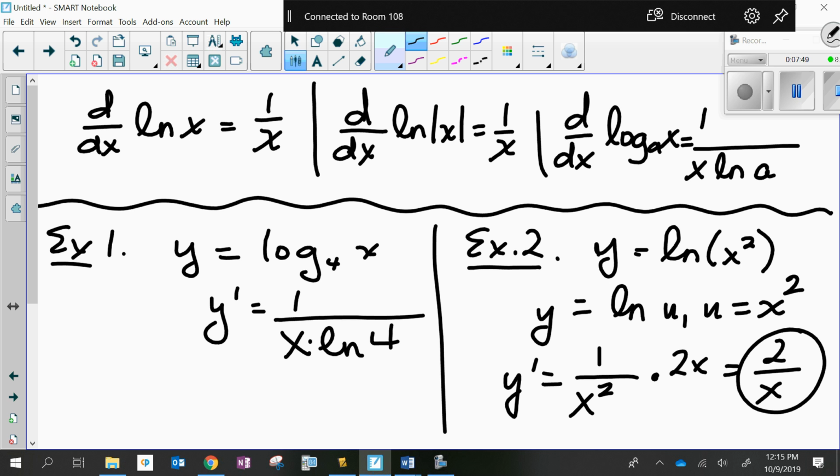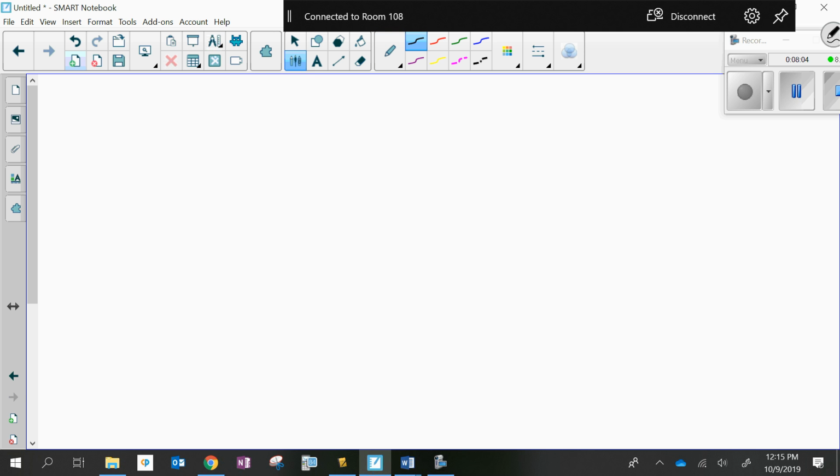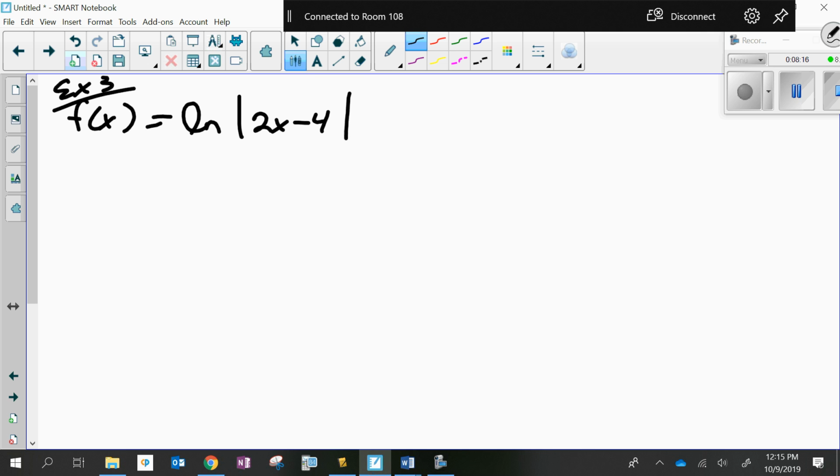Who's doing u in here? I did. You don't need to, you just do 1 over this, that's f prime of that, times the inside derivative of that. All right, we're going to keep going here. Let's say f of x, this is 3, equals the ln of the absolute value of 2x minus 4.